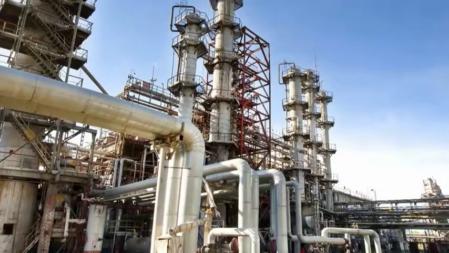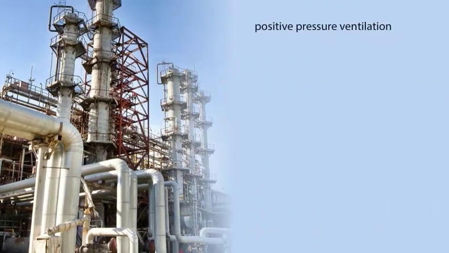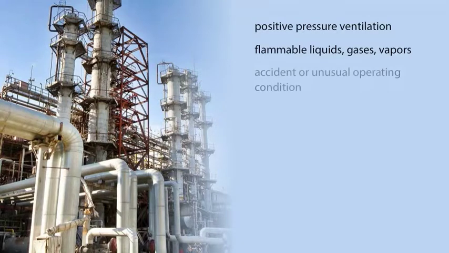A Class 1 Division 2 location can also be an area next to a Class 1 Division 1 area that isn't equipped with positive pressure ventilation. Examples are locations where flammable liquids, gases, or vapors are used, but would become a hazard only in the case of an accident or other unusual operating condition.